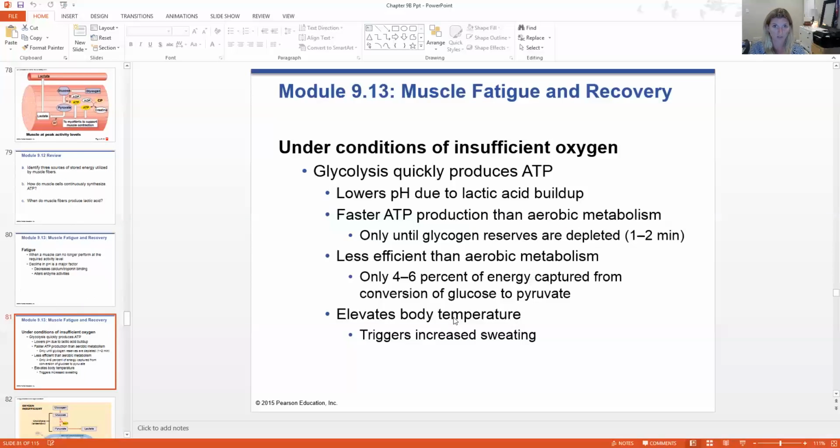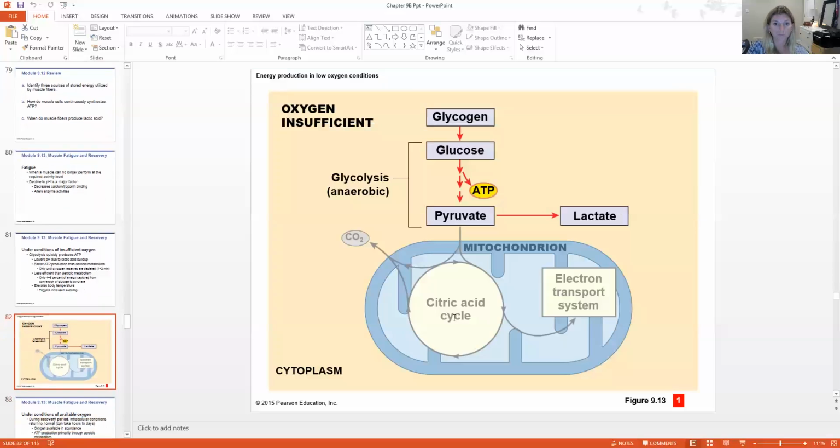So it's not nearly as efficient as the citric acid cycle and the electron transport chain. Overall, having insufficient oxygen in the body and using anaerobic metabolism is going to increase the body's temperature because we're trying to sweep all of that acid out of our muscles, and that's going to trigger sweating, right?